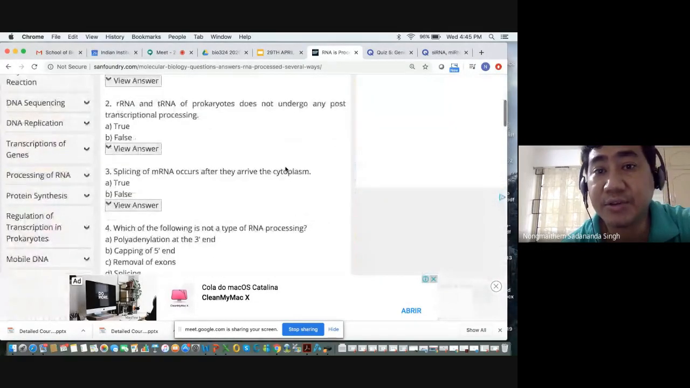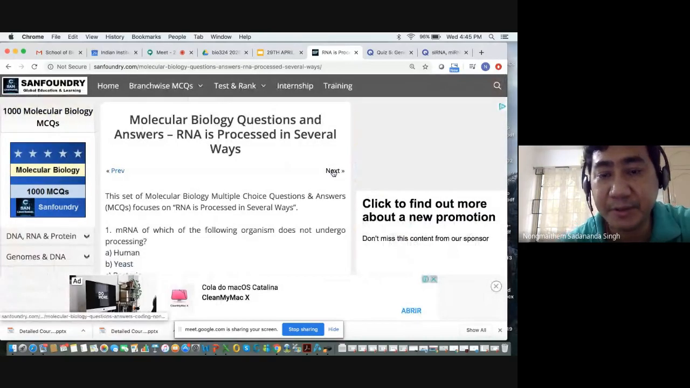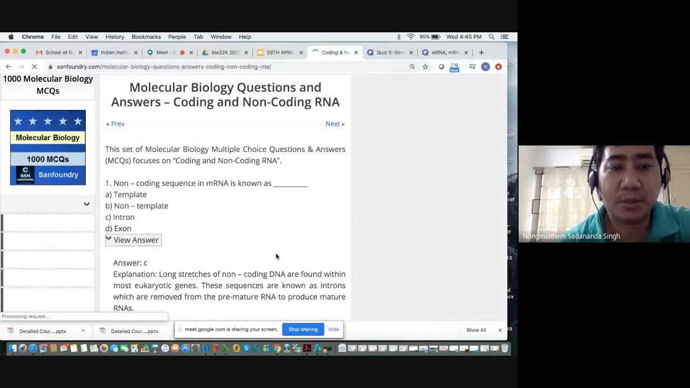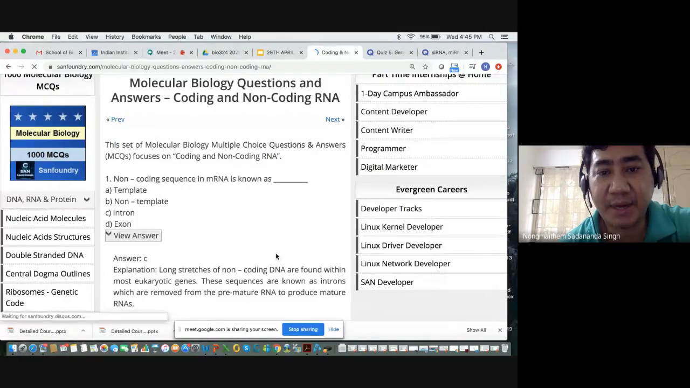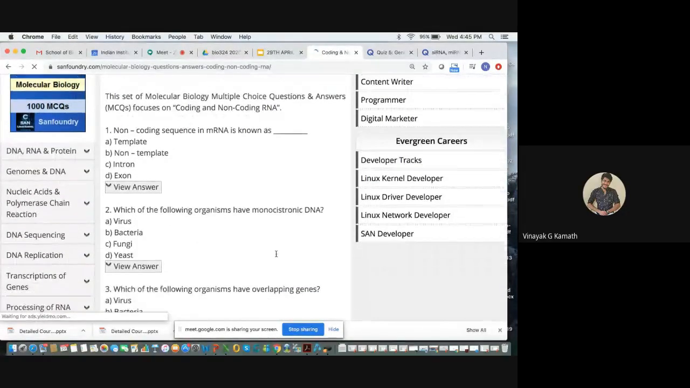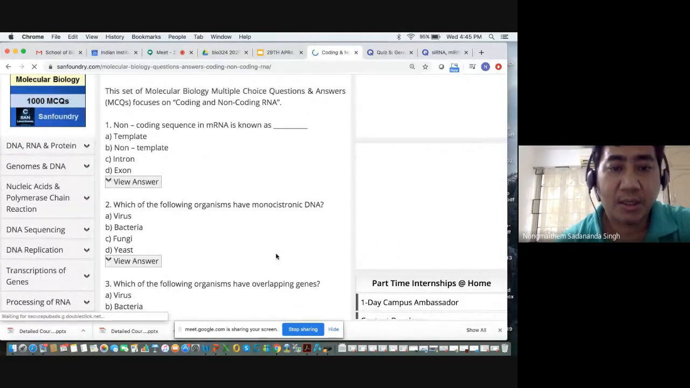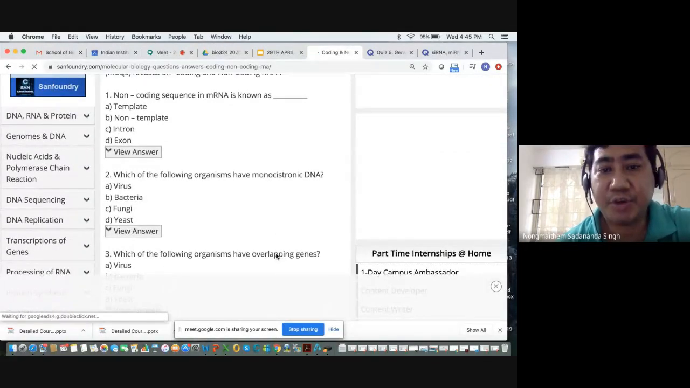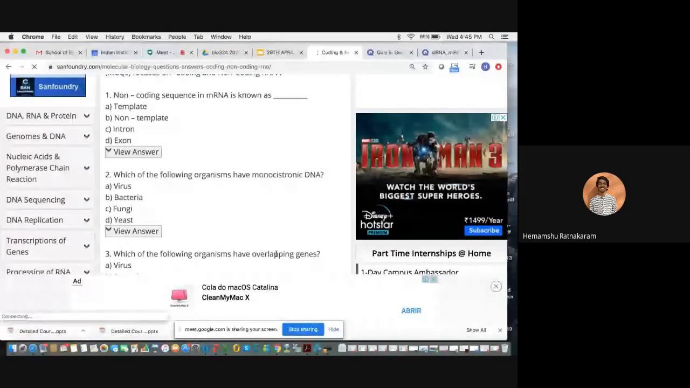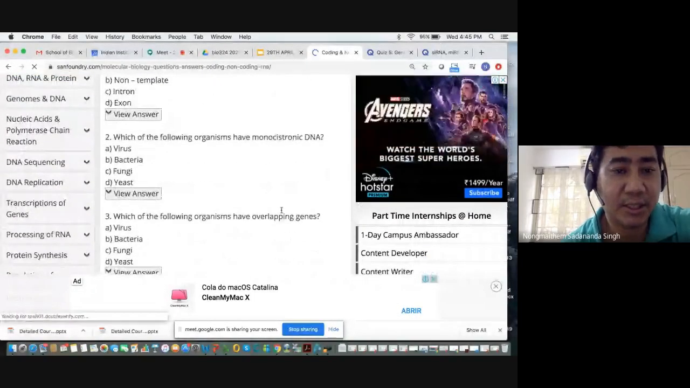Then let's go to the next page. If you see the next, click there. Let's go. That will be more of non-coding RNAs. So the non-coding sequence in mRNA is known as, this one is very simple, correct? Introns. Which of the following organisms have monocistronic DNA? Bacteria. Okay, correct.